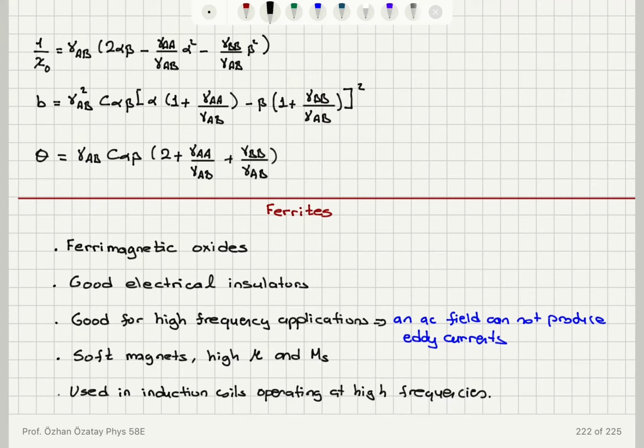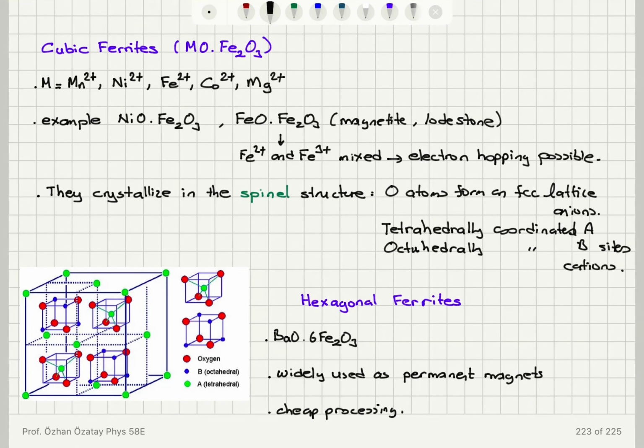They're soft magnets, with high permeability and high saturation magnetization. They're used in induction coils operating at high frequencies since they can avoid eddy currents. Now we have cubic ferrites in the form MO·Fe2O3, where M is manganese 2 plus, nickel 2 plus, iron 2 plus, cobalt 2 plus, or magnesium 2 plus. For example, we have nickel ferrite, NiO·Fe2O3, and FeO·Fe2O3, that's magnetite or lodestone. Here we have iron in divalent and trivalent states, Fe2 plus and Fe3 plus mixed.